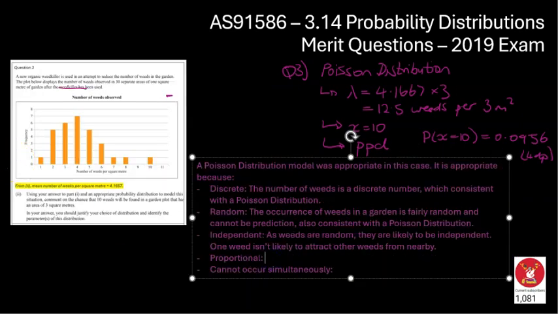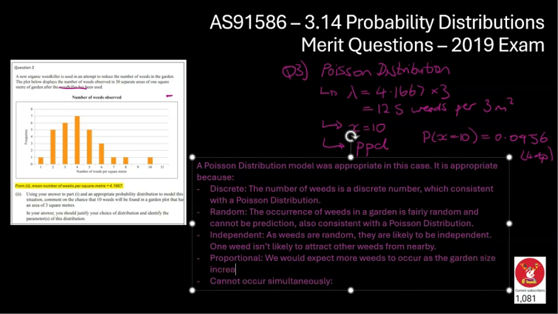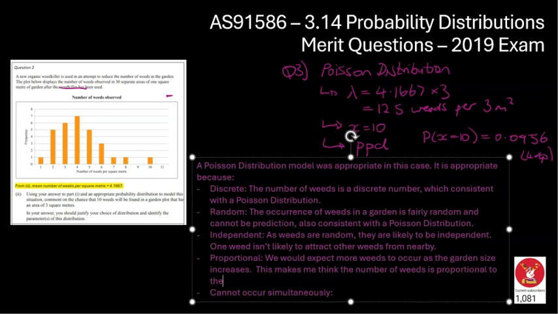So proportional, absolutely. If you've got more garden space, you're expecting more weeds, and that's because the weeds will be proportional to the space available. So yeah, 100% it's going to be proportional. We would expect more weeds to occur as the garden size increases. This makes me think the number of weeds is proportional to the meter squared of the garden.